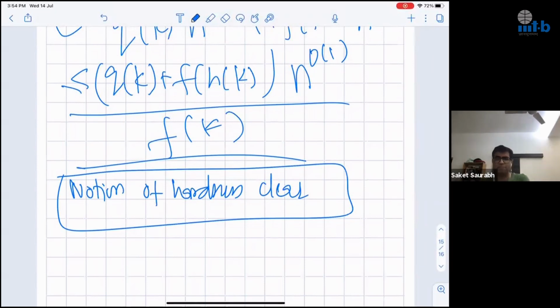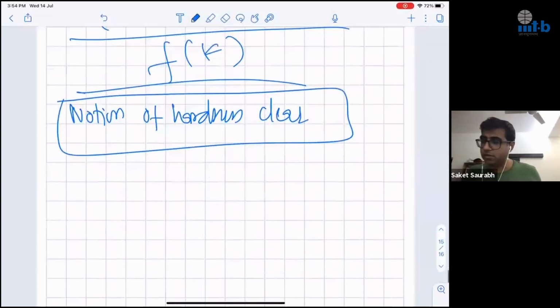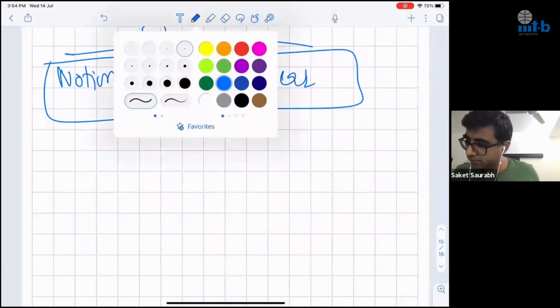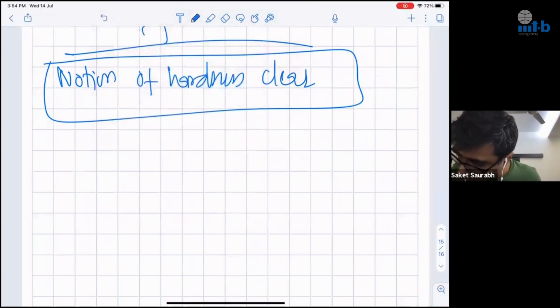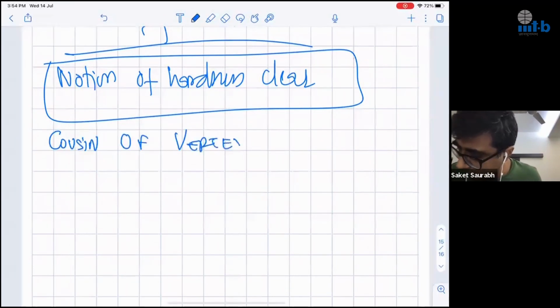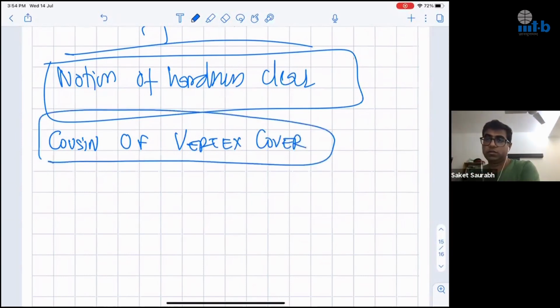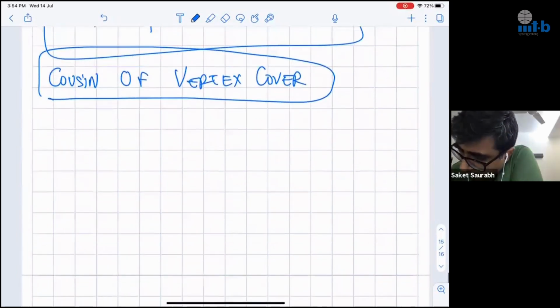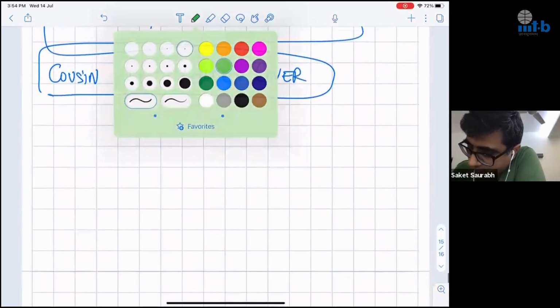So why did I build all this theory? I built this theory because I wanted to state a problem which is a cousin, or brother or sister, whatever you want to call it, of vertex cover. This is called partial vertex cover. And you will understand why it is called partial vertex cover.